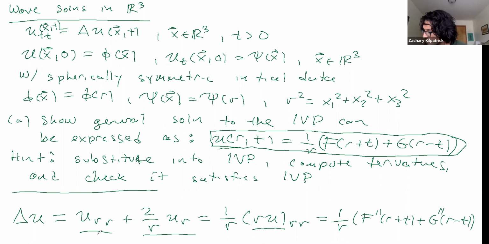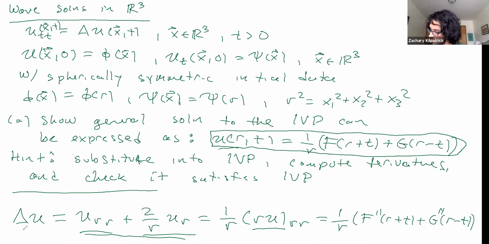Get yourself an operator in the coordinates that you have your ansatz in. The ansatz is in r and t. You'll make your life way easier if you do that, rather than converting your ansatz to x, computing in the Laplacian on x, and then going back to r. There are lots of opportunities to make mistakes if you do that, okay?